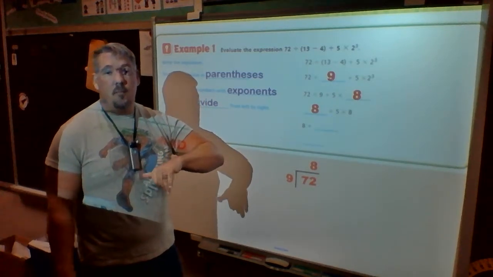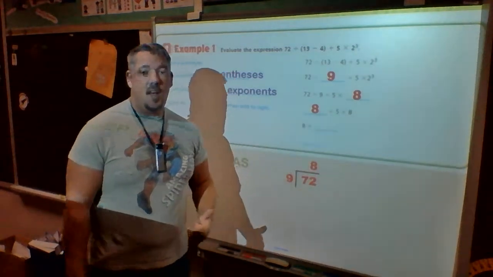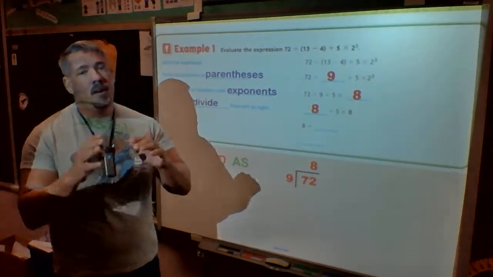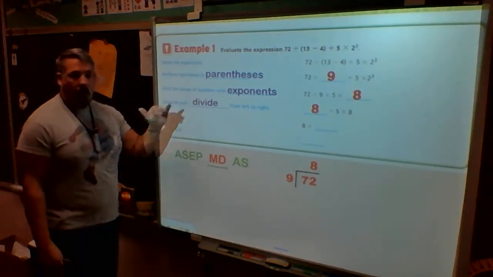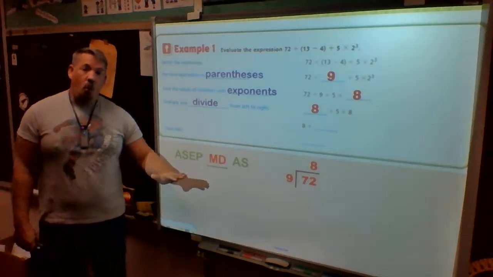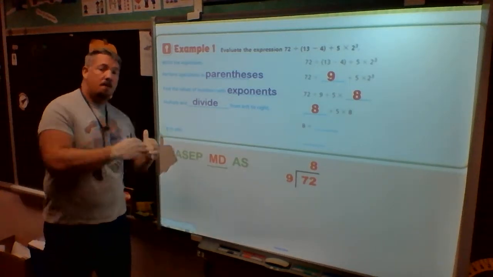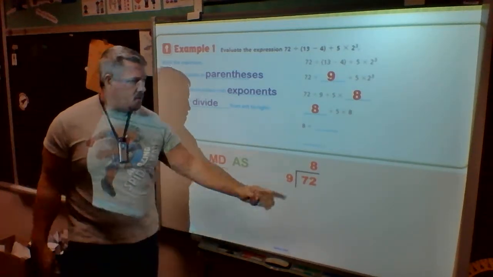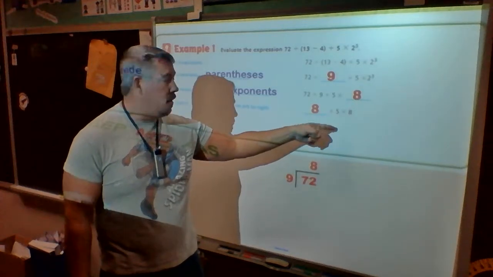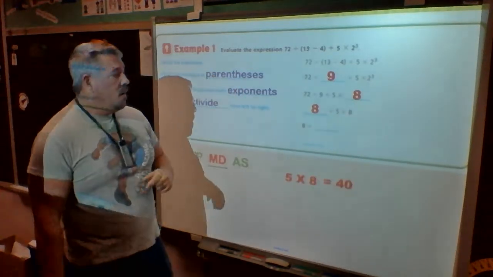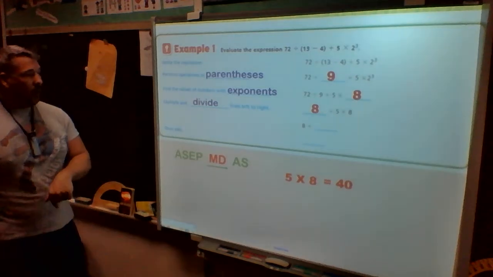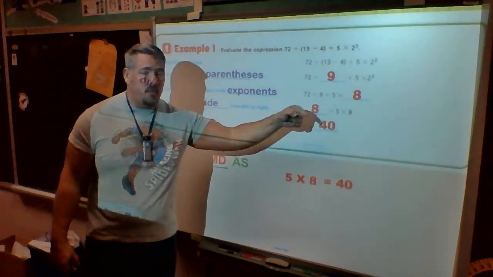This is where some people get messed up when they have these multi-steps. They add 8 plus 5. Can't do that. Have to follow my order of operations. Have to do all multiplication and division from left to right. So my next step is to multiply then. 5 times 8. 5 times 8 is 40. So I know I'm going to have 8 plus 40.